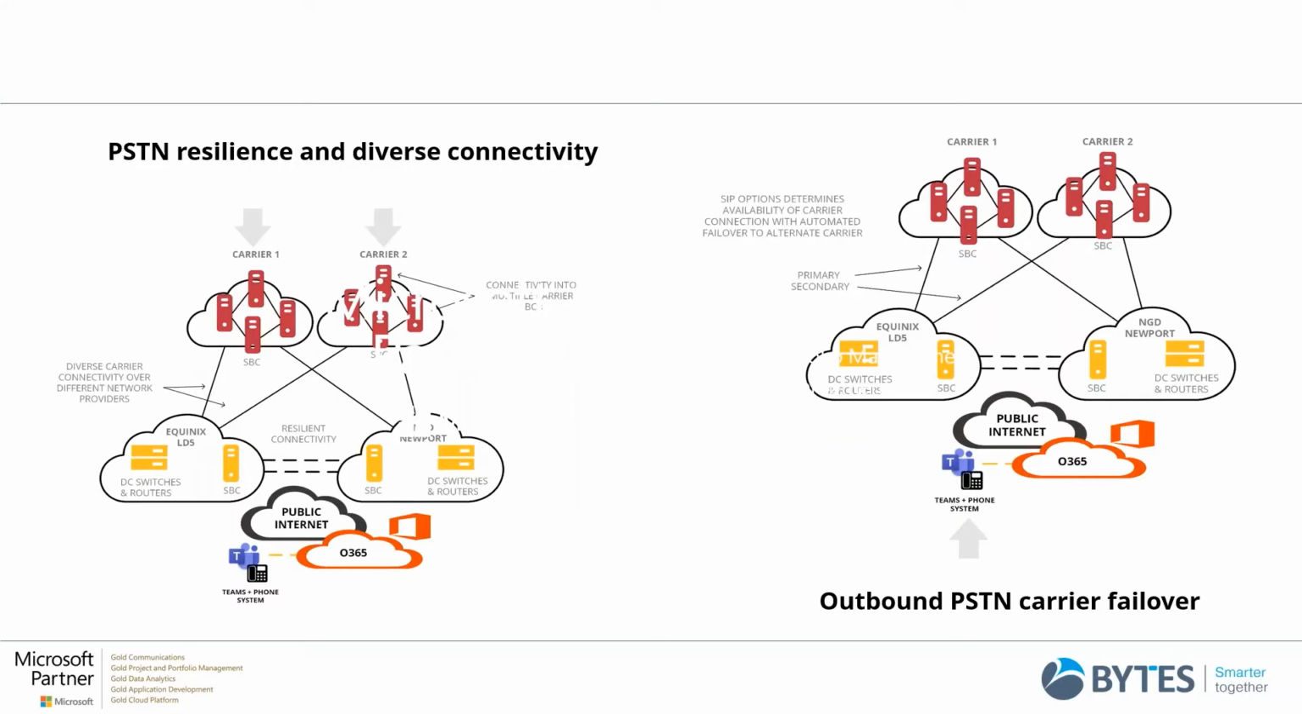So what we're doing is just taking a look at what that resilience looks like under the hood. Obviously, you've got those two data centers, with diverse carrier connectivity coming from different network providers. That's basically how you're providing customers with 99.9% uptime on that PSTN side. And the important thing to note is, obviously, it's a pure cloud telephony platform, so there's nothing required on premise.